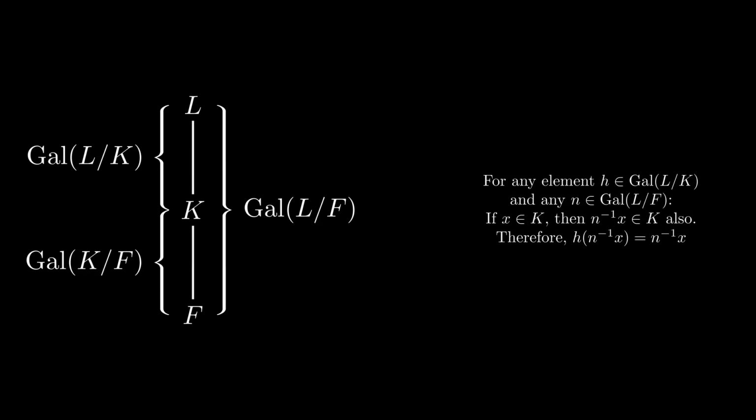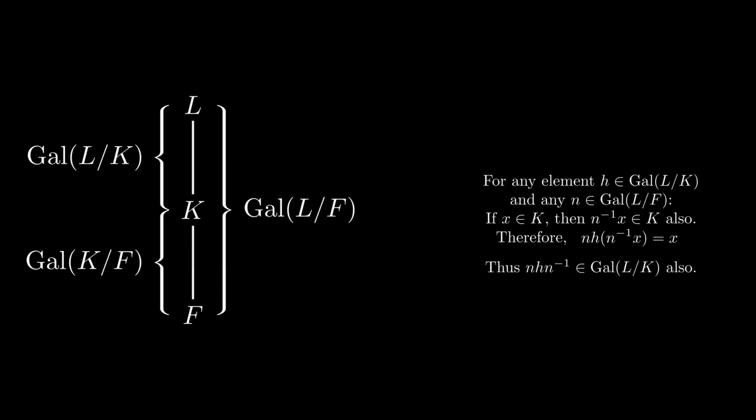Take any element h in Galois of L over K, and any random n in Galois of L over F, and any random x in K. So we have three things, h, n, and x. Then since x is in K, and K is a splitting field, applying any Galois element to it, namely n inverse, leaves it in K. And so since h fixes everything in K, h applied to n inverse of x is n inverse of x. Apply n to both sides, and we see that n inverse of x equals x. So since x was random, n inverse fixes all of K.